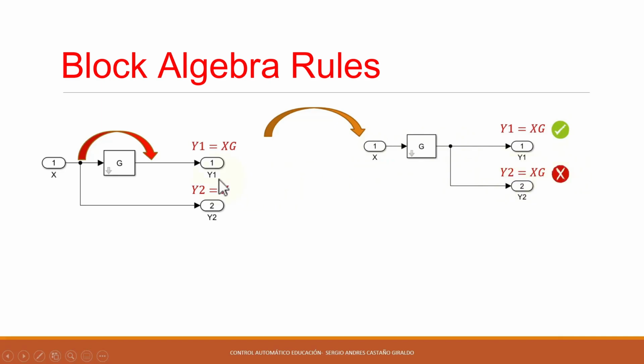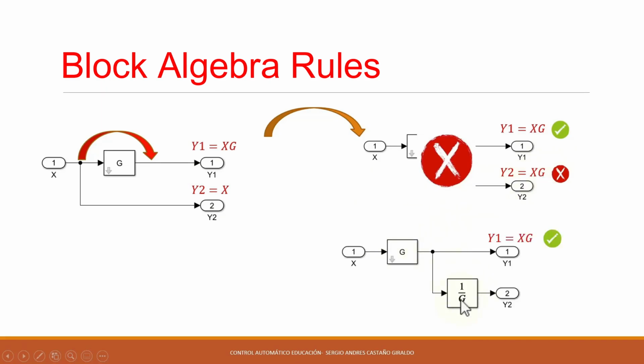coming out at y2. But this doesn't match what we originally had. Here, we should only have x coming out, but instead, we have x times g. In other words, we need to remove this g. So how are we going to eliminate this g? So simply, here in the feedback loop, we need to multiply by the inverse of g. If we do that, if we multiply here by the inverse of g, you'll see that now, the g that was here will cancel out with this g. And at my output y2, it will be equal to x, which is exactly what we had originally.